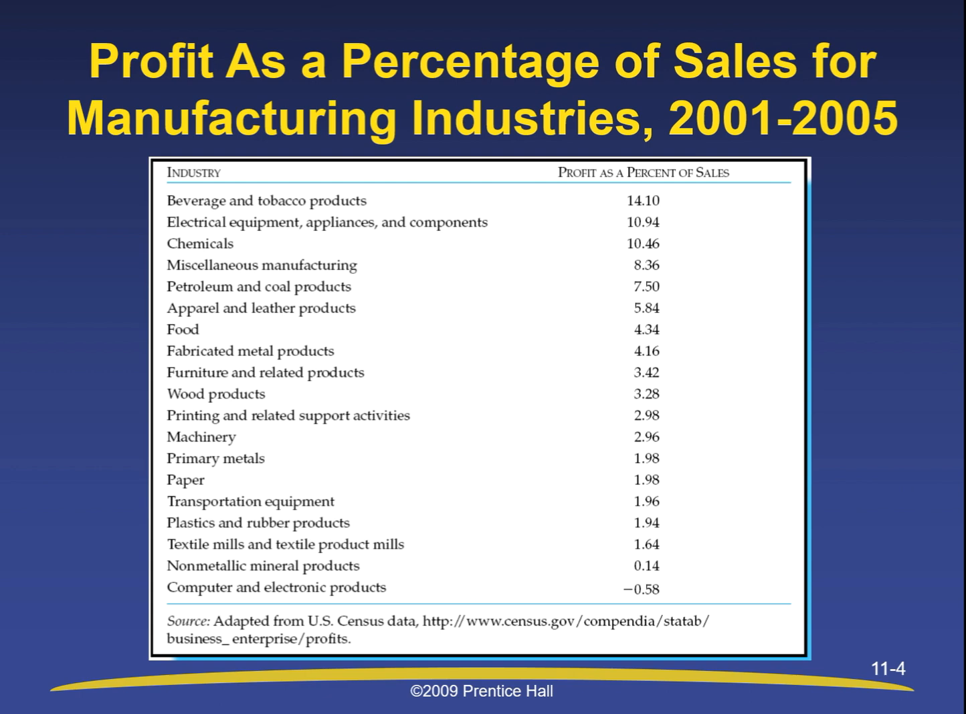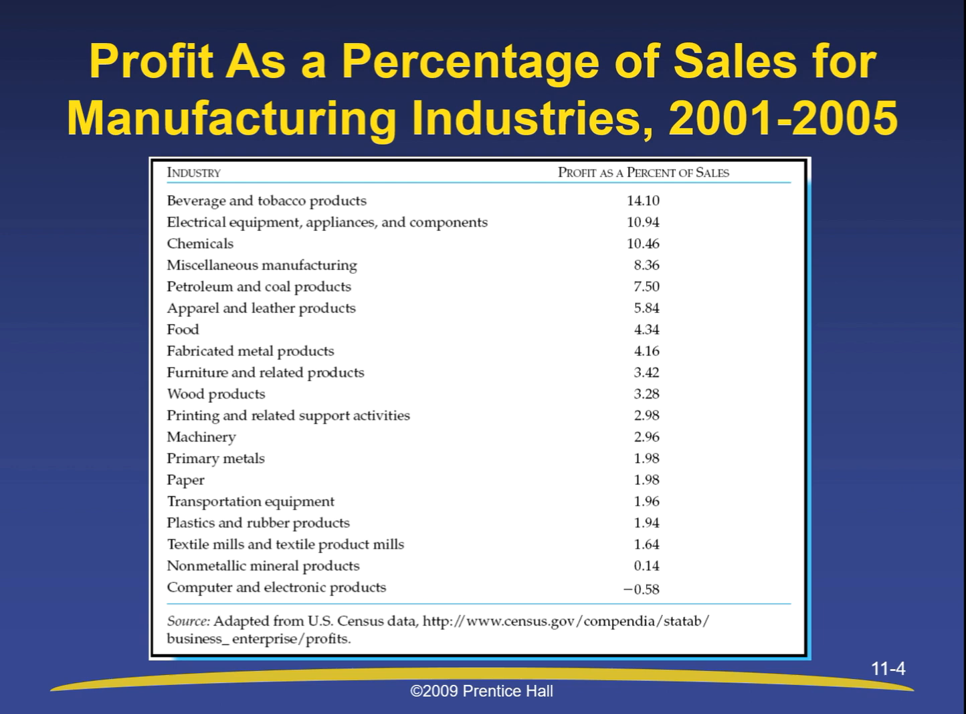With industry, we have beverage and tobacco products, and its profit as a percentage of sales is 14.10. We have electrical equipment, appliances, and components, at 10.94. We have chemicals, at 10.46. We have miscellaneous manufacturing, at 8.36. We have petroleum and coal products, at 7.50.